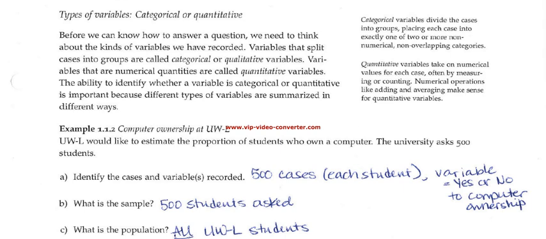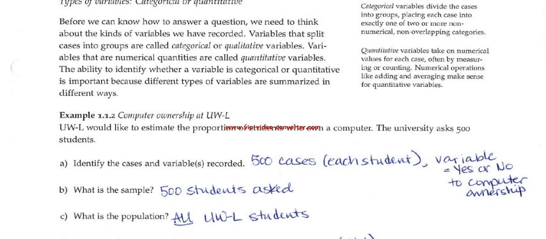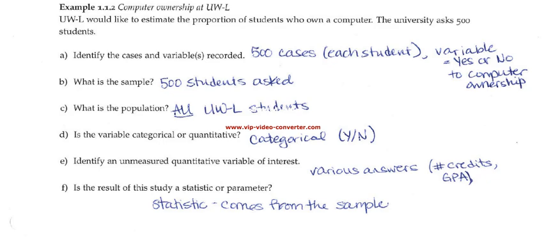So here's a quick example. UWL wants to estimate the proportion of students who own a computer, and they asked 500 students. If we look at this data set, then we'd have 500 cases, one for each student, so our data set would actually have 500 rows in it. And then the only variable collected here was whether or not a student owns a computer, so yes or no to computer ownership. Our sample here is then the students that were actually included in the data set, so the 500 students that were asked, and we'd be thinking of the larger population that the sample comes from and that we really want to study as all UWL students.